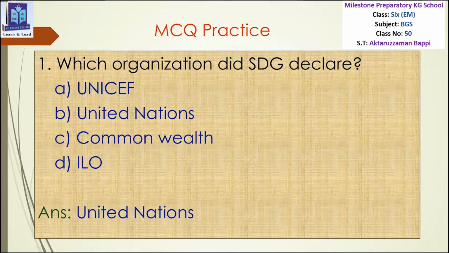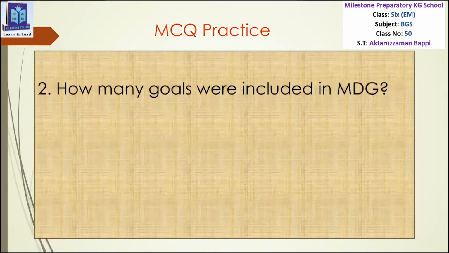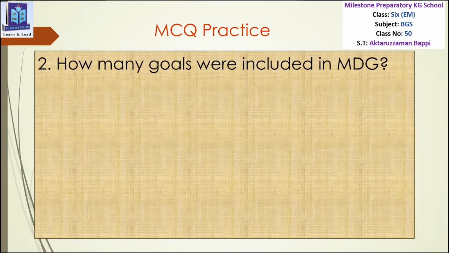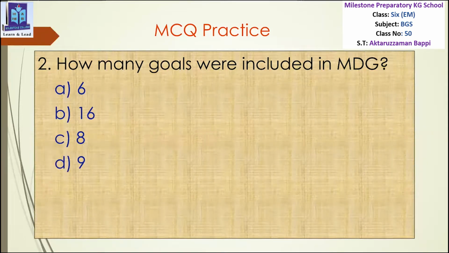Now students, get ready to give the answer to a number here. How many goals were included in MDG? 6, 16, 8, 9. Which one? Very good. The answer is 8. Very good. Thank you very much.